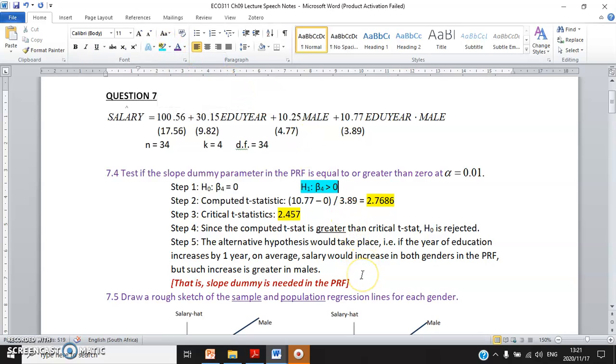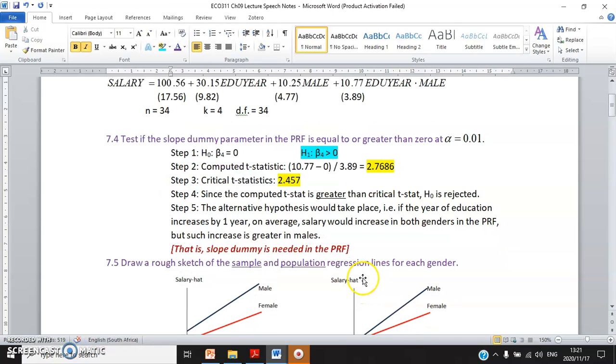Then it means there is gender difference in the slope parameter, meaning the alternative hypothesis would take place. That is, if the years of education increases by 1, on average, salary would increase in both genders, but such an increase is greater in the male, meaning the slope dummy, while it features in the sample regression function, from this hypothesis testing result, the conclusion is that the slope dummy is also needed in the PRF.